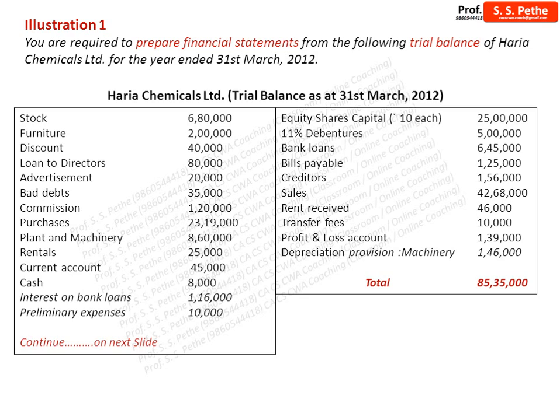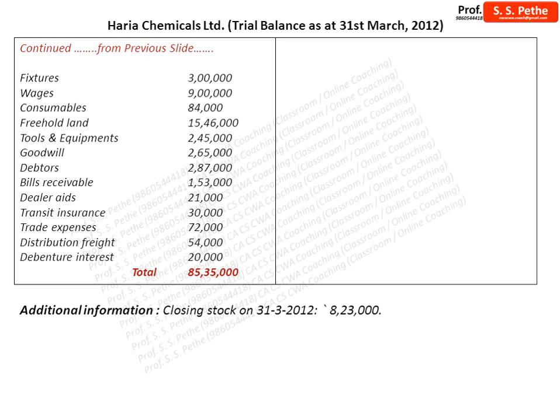First, let's see the complete question. Hira Chemicals Limited trial balance sheet. Balances as on 31st March 2012 are given. The stock, furniture, etc. and credit side are also given. The question continues. And on the debit side, there are following items. Additional information is given. Closing stock on 31st March 2012 was 8,23,000.